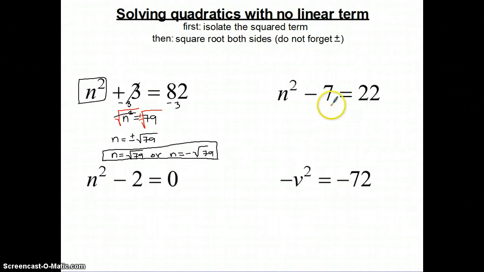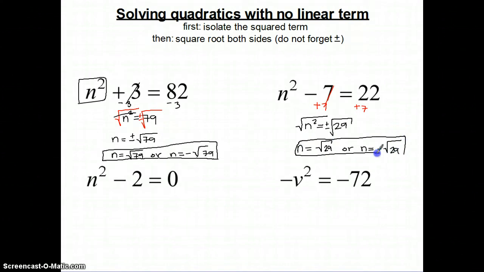On the right, I add 7 to both sides to isolate my squared term. That leaves me with n squared on the left equals 29 on the right. I'm going to square root both sides to get rid of that exponent, but I'm not going to forget that plus or minus in front of the 29. So n equals either positive square root of 29 or negative square root of 29. Since I cannot simplify any further, this is the most simple form of that radical. Go ahead and pause the video and try those next two on your own.